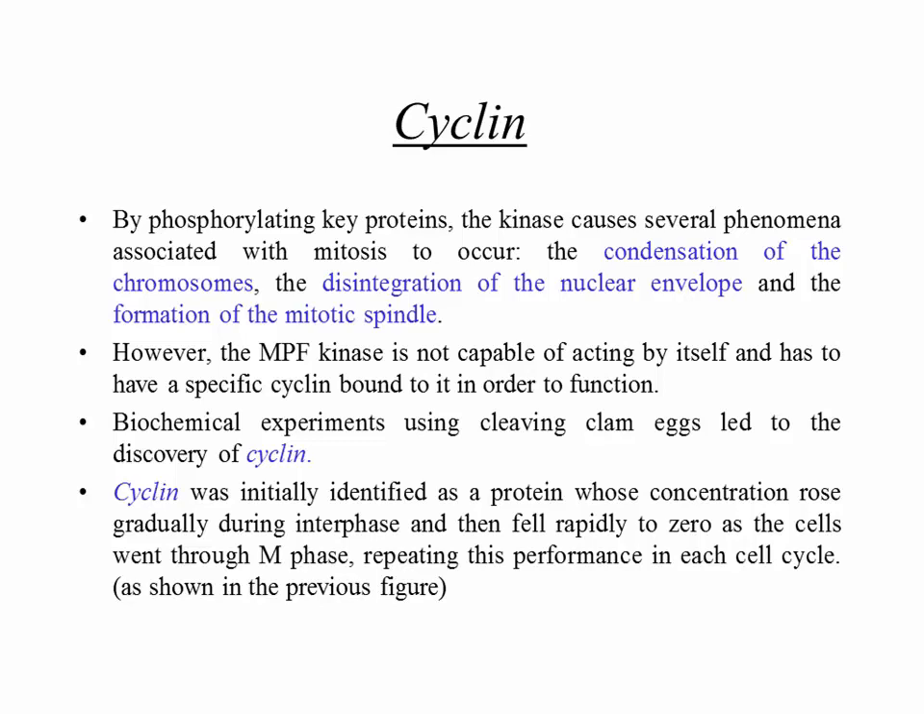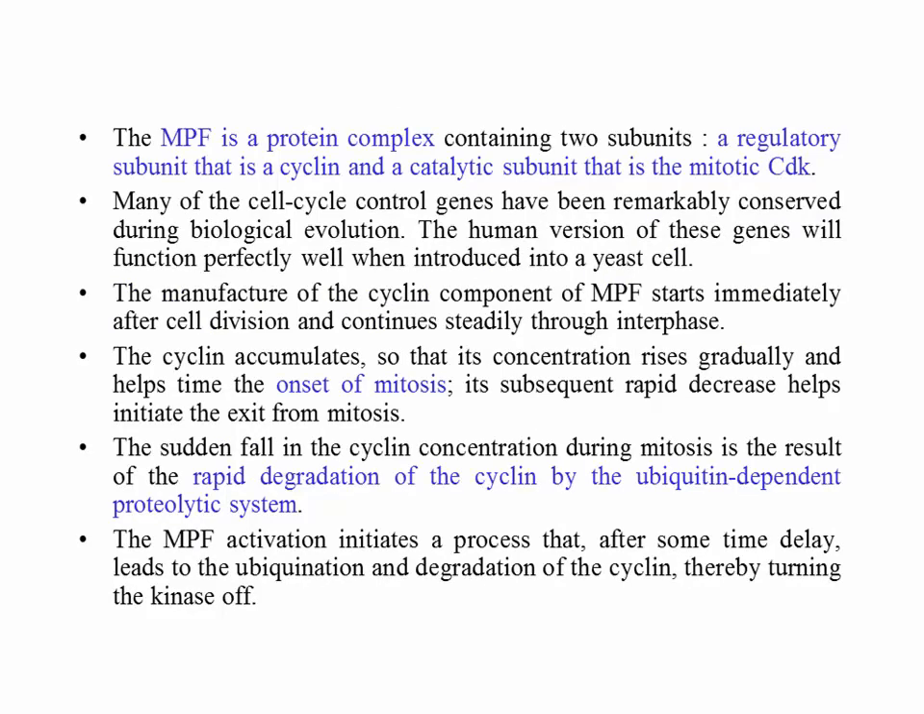So cyclin concentration goes up gradually, but it falls very sharply, right? The MPF activity goes up very quickly, rapidly, and it also falls very rapidly, right? So you'll need some explanation. The MPF is a protein complex that contains two subunits, a regulatory subunit that is the cyclin, and a catalytic subunit that is a mitotic cyclin-dependent kinase. Many of these cell cycle control genes have been remarkably conserved during biological evolution. In fact, the human version of these genes will function perfectly well when it is introduced into a yeast cell, right? That's quite remarkable, right?